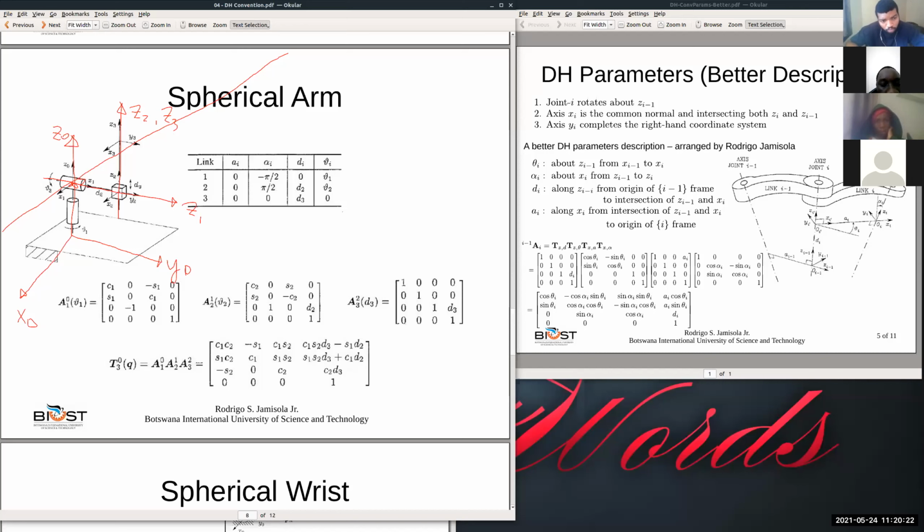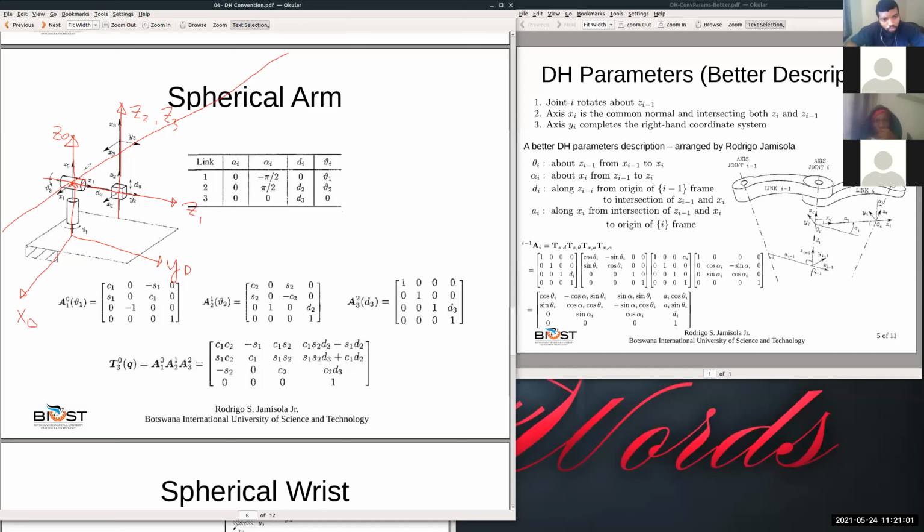So that's one possible X1. But we say that X1 can also be here. This is also a possible direction because this one also intersects Z1 and is perpendicular to Z1, so that is okay for X1. But is it intersecting and perpendicular to Z0? It is not intersecting, but they are coincident, exactly the same axis, and it is not perpendicular. So this one is not possible. Our X1 here is correct.